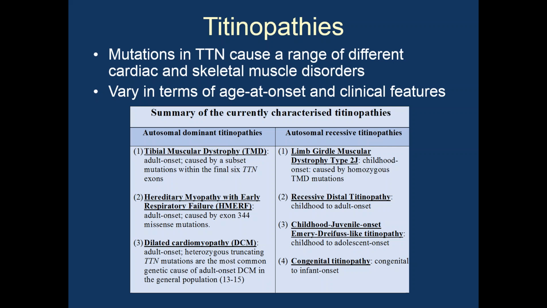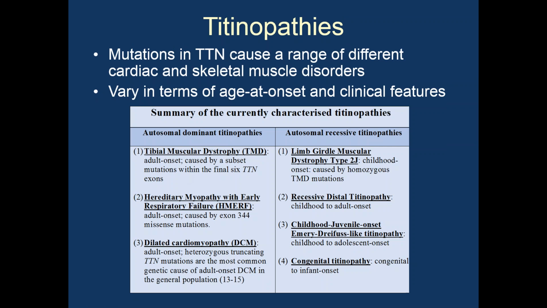well-characterized forms of titinopathy. And it's divided into the dominant titinopathies. So these are conditions that are caused by mutations in just one copy of the 2 copies of titin that we all have in each of our cells. And recessive titinopathies. So these are conditions that you need 2 mutations on the 2 separate copies of our titin gene. So tibial muscular dystrophy, the Udd condition, so that's a condition that he first described many, many years ago as an adult onset disorder.